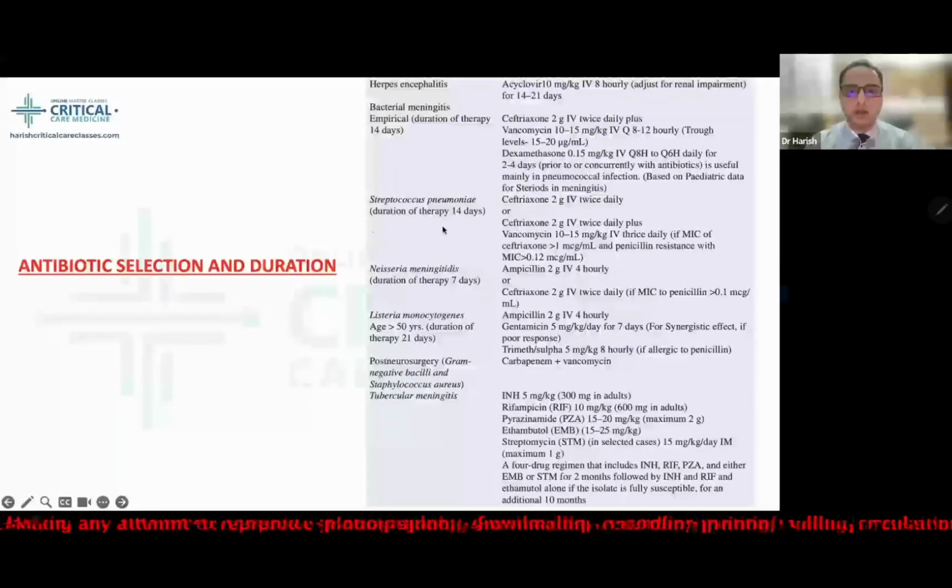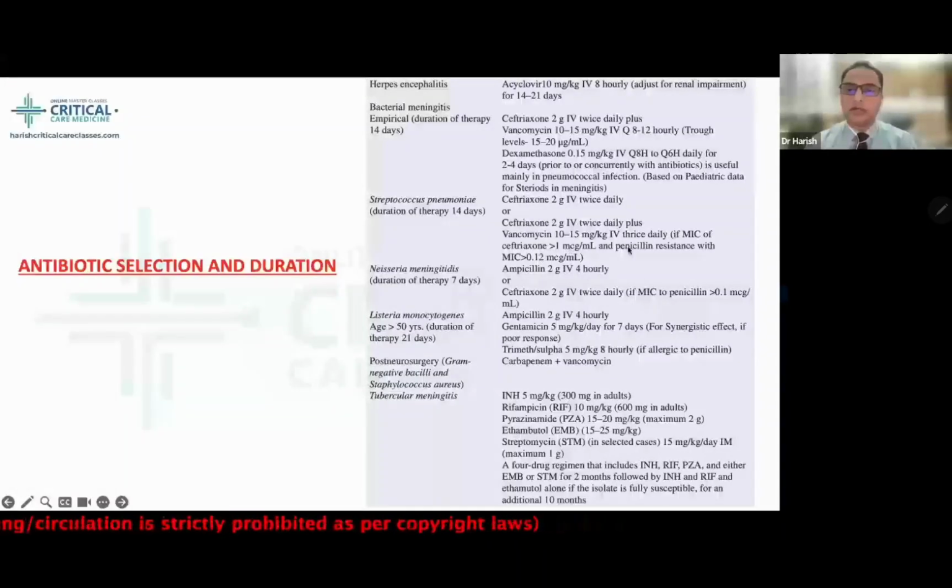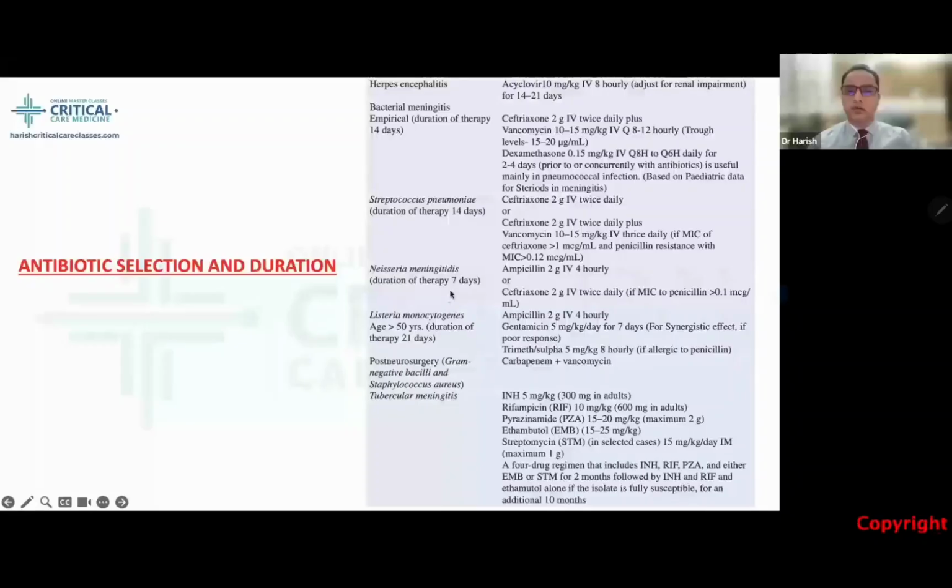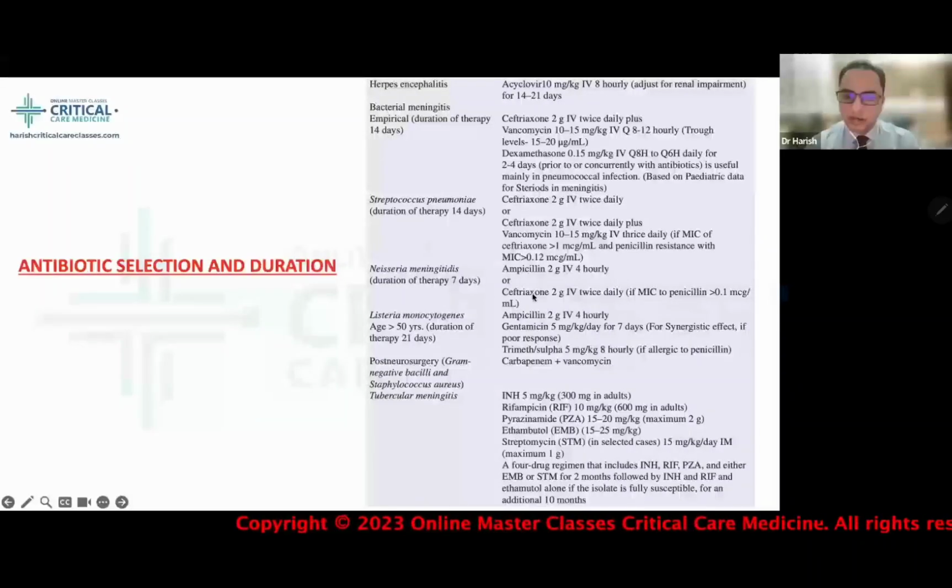So if Streptococcus pneumoniae is isolated, then 14 days therapy, ceftriaxone 2 gram, 12 hourly, plus vancomycin, 10 to 15 milligram per kg, when we suspect ceftriaxone resistance with a MIC of more than 1, or the patient has penicillin resistance with MIC of more than 0.12. Neisseria meningitidis therapy duration is 7 days. Ampicillin 2 gram 4 hourly, or ceftriaxone 2 gram 12 hourly is another option.